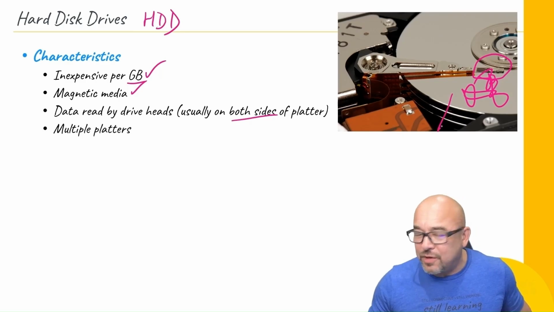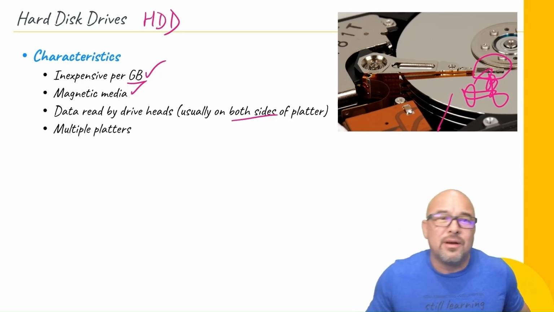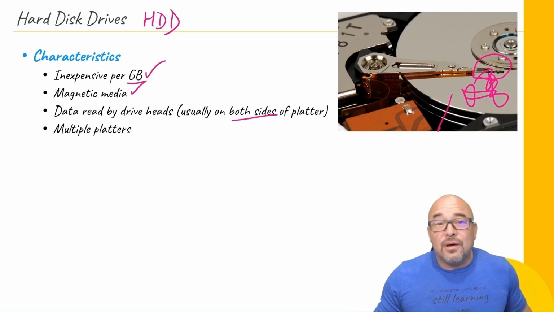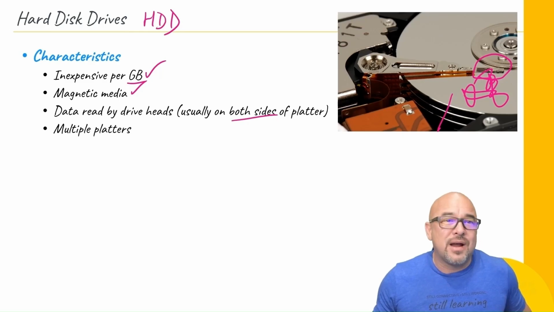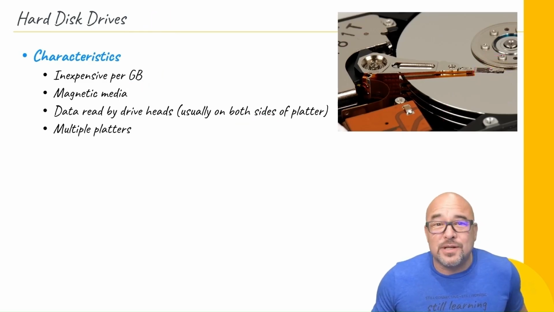That looks like there's maybe 3. Can't really see. There might be another one down there. I think there's 3 in that one. And with that, you're able to increase the amount of total storage in that hard disk drive. This is also a spinning disk that spins at various speeds. I'll show you that here in a moment.